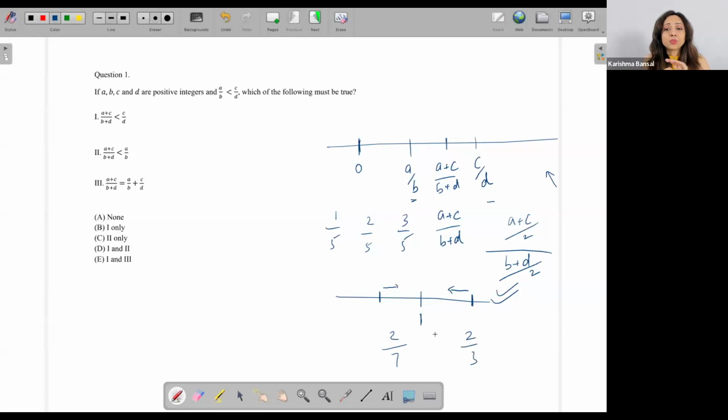Again, what am I doing? I am finding the average of the numerator, which is 2, and the average of the denominator, which is 5. So again, this is going to lie in between my smaller fraction and my greater fraction, right? So this is the logic, and this is the property that we've discussed: if you're adding c to the numerator and d to the denominator, this fraction is going to lie in between. It's going to move towards c by d.